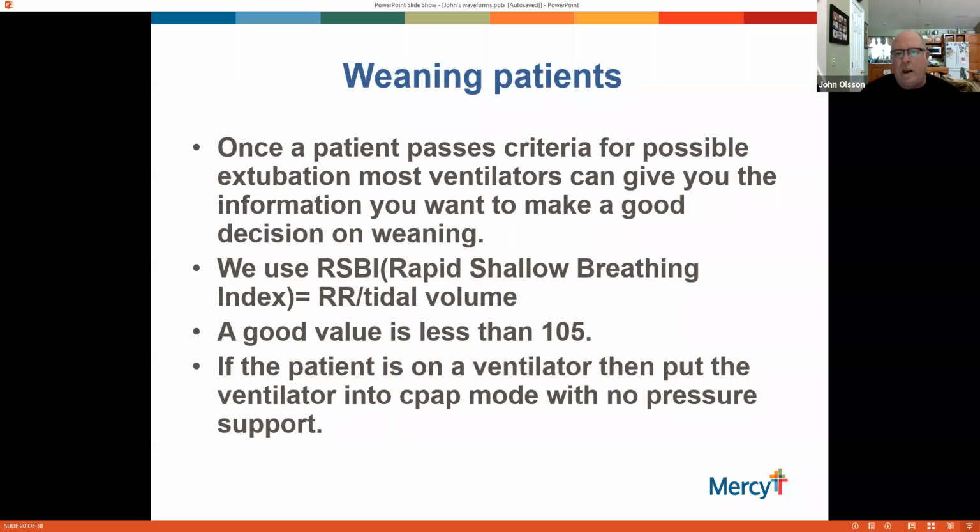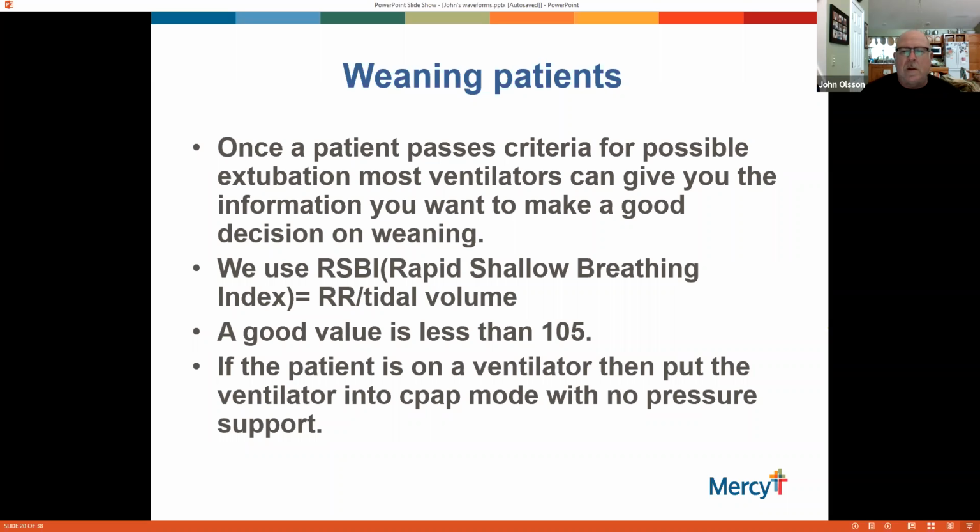Most ventilators, again, can give you the information that you need to do this. At my hospital, and most hospitals, they use what's called a rapid shallow breathing index, or RSBI, and that's the respiratory rate divided by tidal volume. So tidal volume's in milliliters, okay? A good value is less than 105. So if my patient's rapid shallow breathing index is less than 105, then I'm doing okay with my patient. They're ready to extubate if they pass all the other criteria.